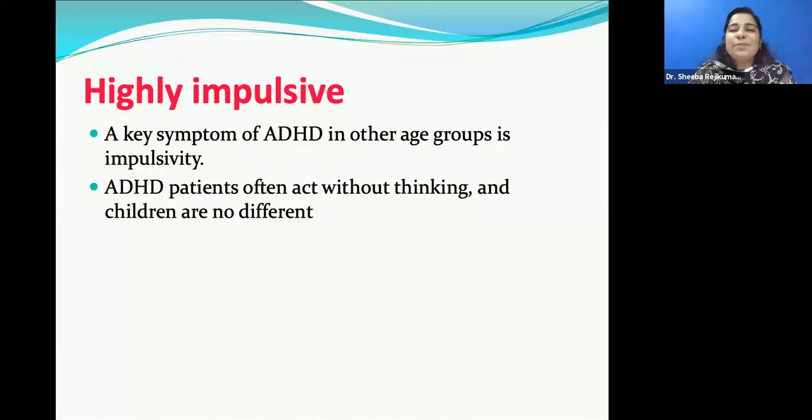So, highly impulsive. A key symptom of ADHD in other age groups is impulsivity, and ADHD patients often act without thinking, and children are no different. This action without thinking is what is happening in all those struggles. They can distract others. They can harm others. If these kids fight, massive dangers can happen to the other side. They will beat violently. They will kick violently. They will never judge what is happening with the other side, because it's a frenzy and an impulsivity. Many of us have it. When we are in anger, we lose our control. There are some persons like that. They can destroy the whole home. They can even set fire to their home when they are impulsive. So such impulsivity can be a symptom of ADHD.